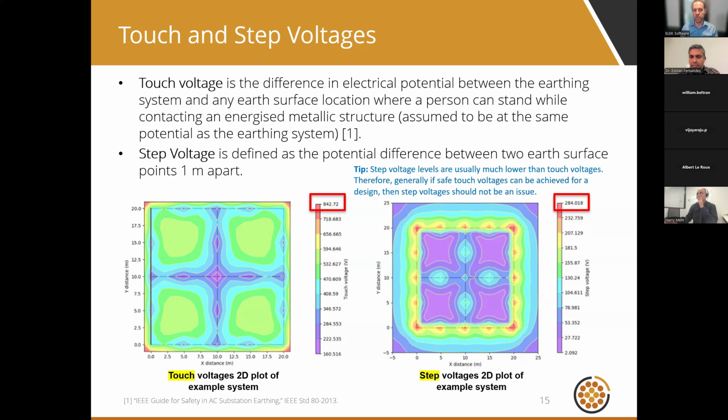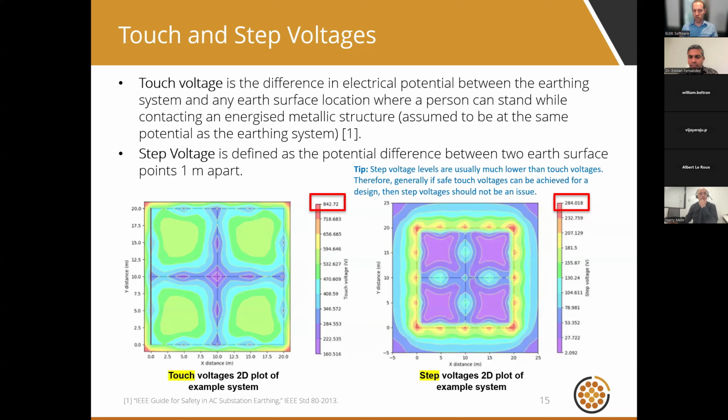Our tolerance for touch voltage is much lower than it is for step voltage due to the path of the current through the body. The definition of step voltage is the difference in potential between 2 points on the ground surface that are separated by 1 meter. We can see that for this actual design. These two images are plan views of touch voltage on the left and step voltages on the right for an actual fault condition for a simple earthing system.